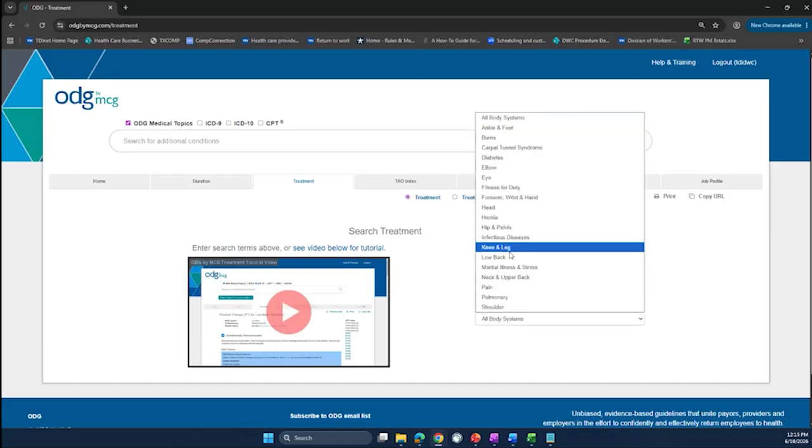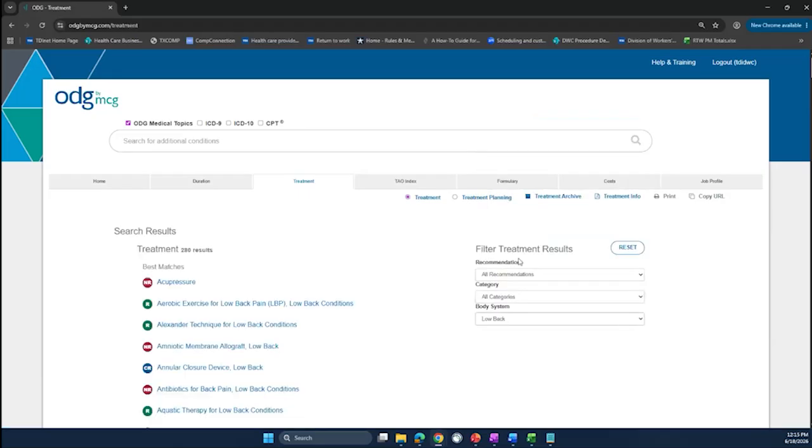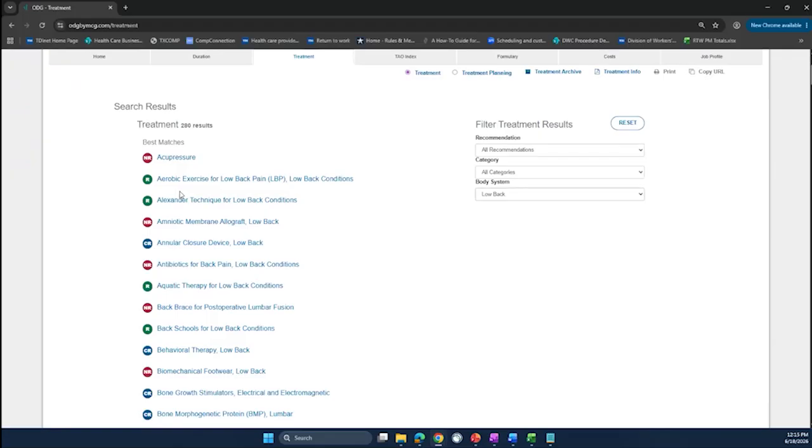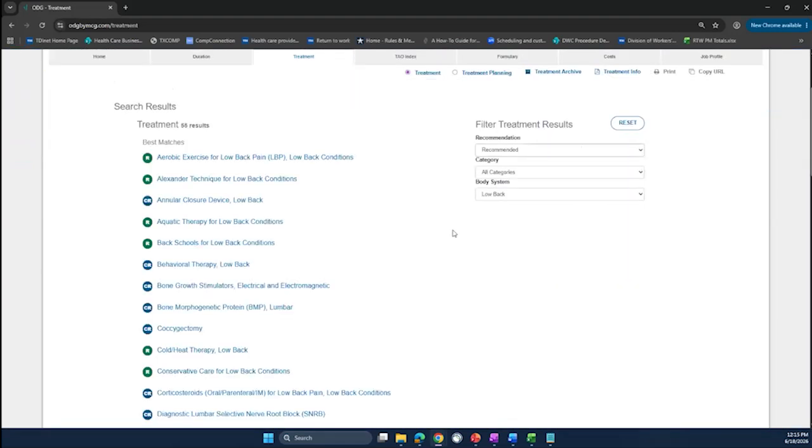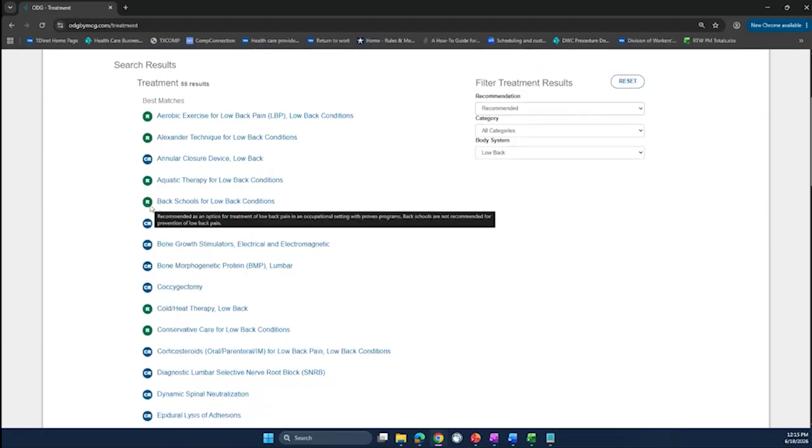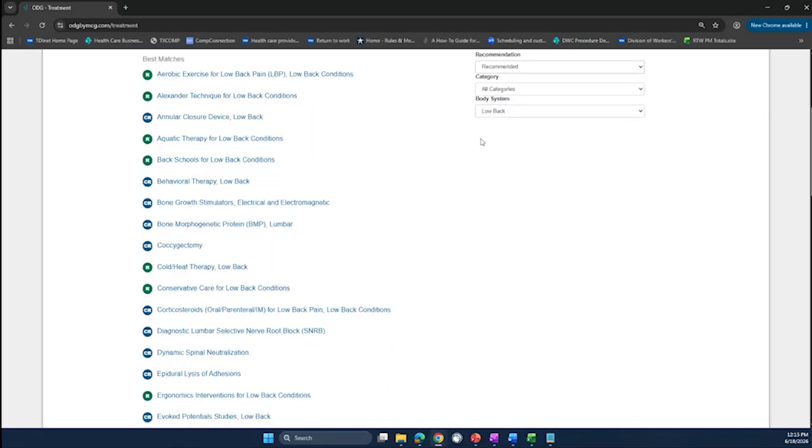Down here is where you could search by body systems. So if we take a look at the low back, it's going to pull up all of the treatment that is recommended, not recommended. Over here, we have all recommendations chosen. But if you go down to recommended, you will not only get what's straight up recommended, but also the conditional recommendations. Okay. So here's all the services that you might want to offer to that low back injury patient.